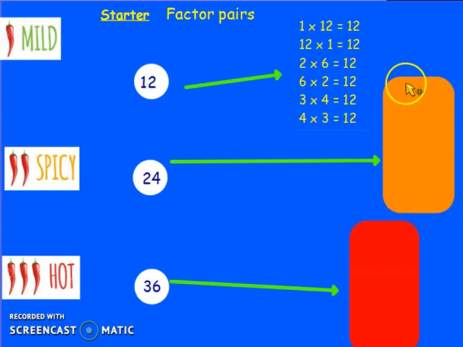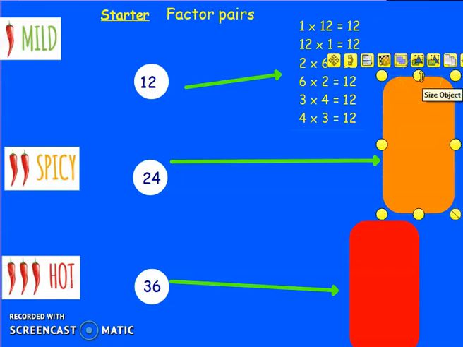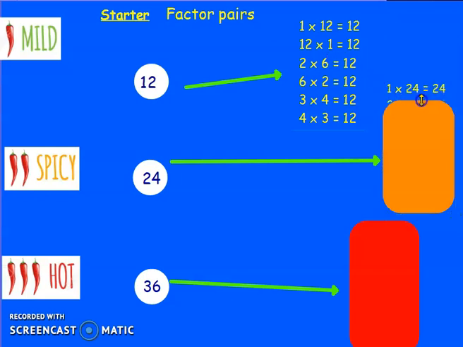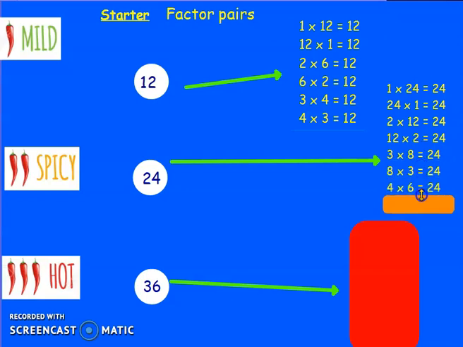Spicy Challenge asked you to make 24 with factor pairs. What did you get? If you worked systematically, you will have got 1 times 24, 24 times 1, 2 times 12, 12 times 2, 3 times 8, 8 times 3, 4 times 6 and 6 times 4. Well done if you got those correct.